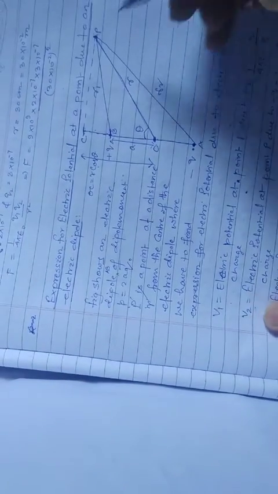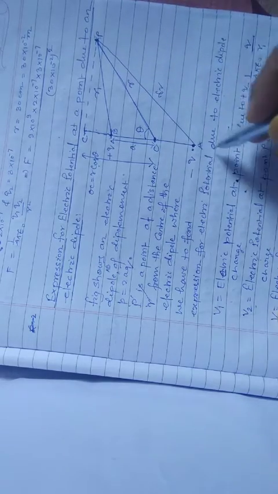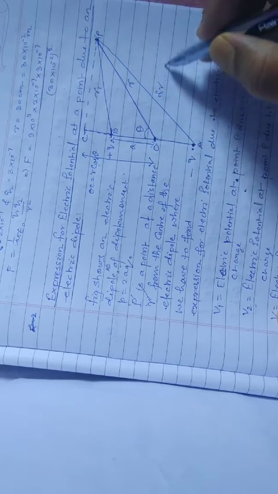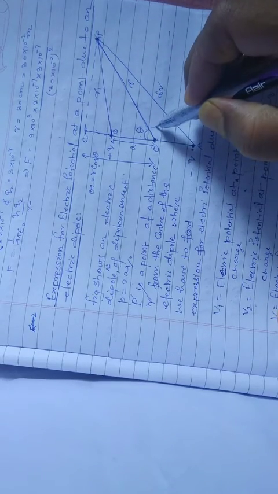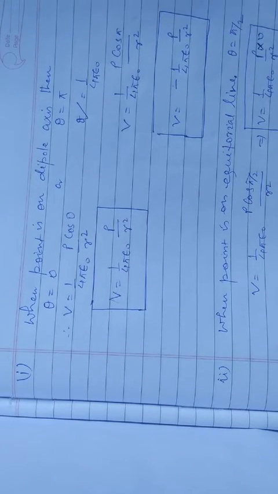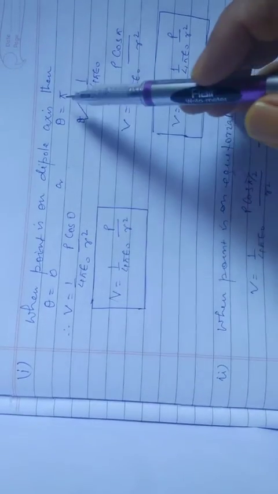Now, when point P is on the axis of the electric dipole, theta will be 0 or theta will be pi. And when it is present on the equatorial line, then theta is equal to 90 degrees. So when point P is on the dipole axis, then theta is equal to 0 degrees or theta is equal to pi.